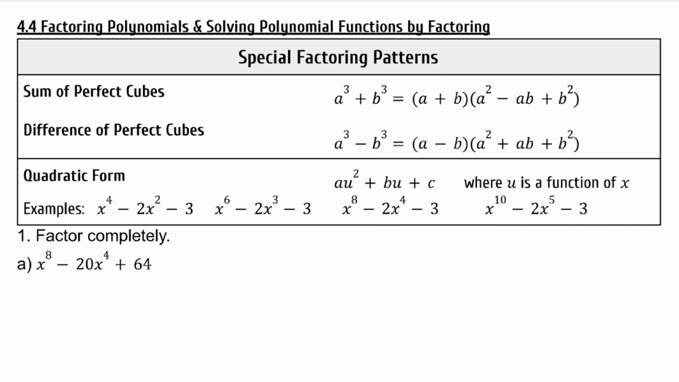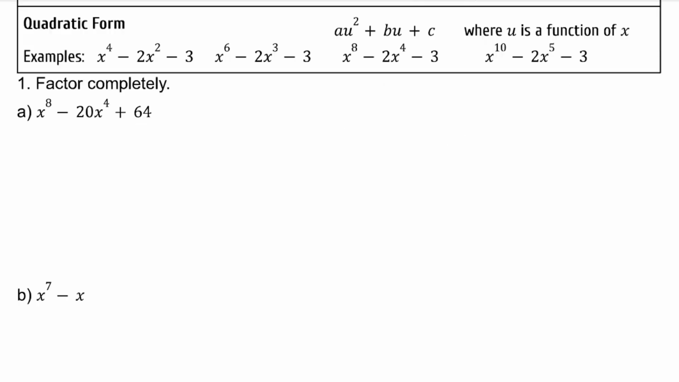Begin by factoring x to the 8 minus 20x to the 4th plus 64 completely. Wow, look at this. We have x to the 8, and then x to the 4, and then a constant. This is in quadratic form. There are two ways you can factor quadratic form.